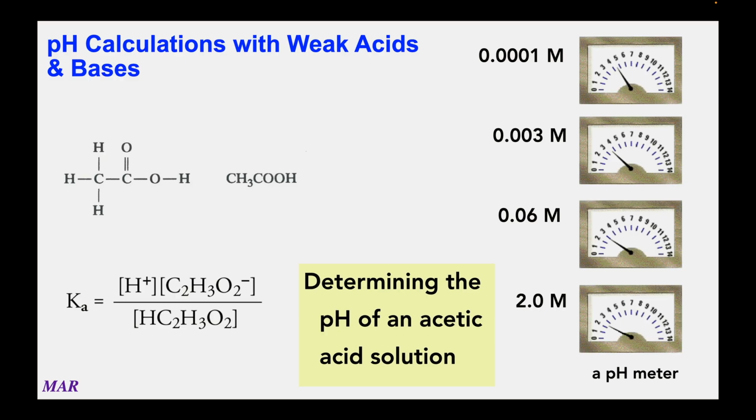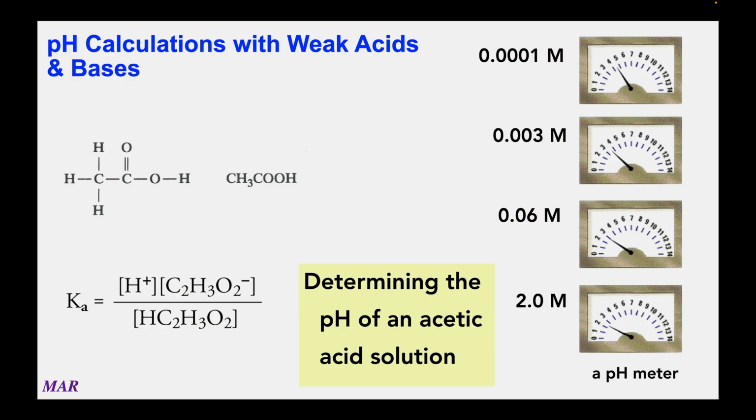We can use all of these pieces of information to calculate the pH of weak acids and weak bases. For example, for acetic acid, CH3COOH, you can find the value of the pH if you understand what Ka is all about. For acetic acid, Ka would be H plus or hydronium, either way is fine, times the conjugate base, which is acetate, and you'll divide by the acetic acid. And if you understand Ka, you can find hydronium, and hydronium will lead you to pH.